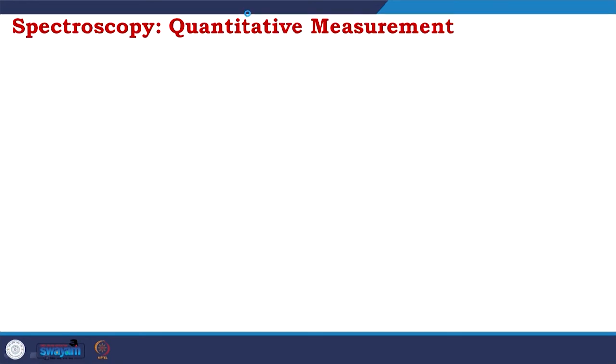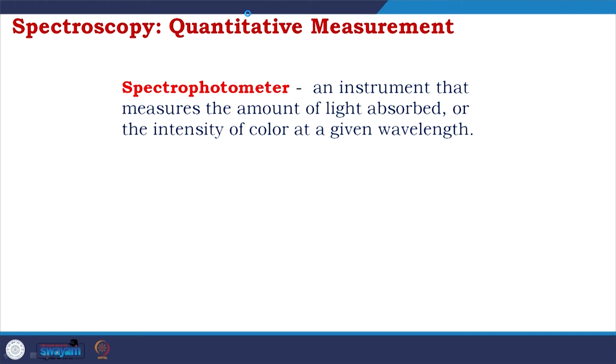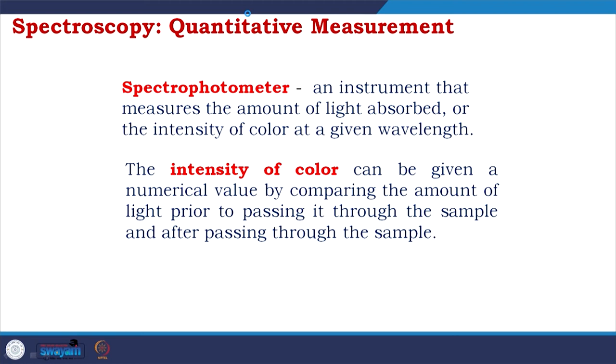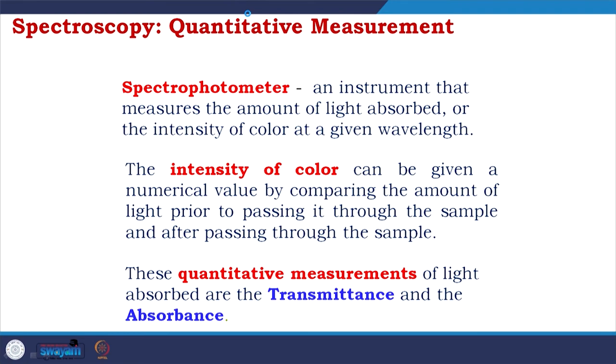Coming to quantitative measurement. As I told, it is called a spectrophotometer, an instrument that measures the amount of light absorbed or the intensity of color at a given wavelength. The intensity of color can be given a numerical value by comparing the amount of light prior to passing through the sample and after passing through the sample. These quantitative measurements of light absorbed are the transmittance and the absorbance, which we talked about.